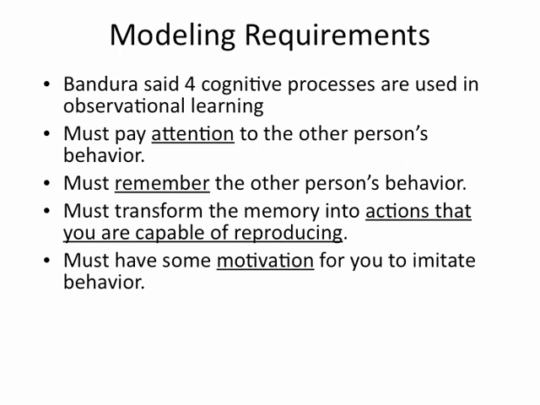Now, the modeling requirements: we just can't have anybody be the model. We have to have different aspects. Bandura says there are 4 cognitive processes that are used in observational learning. Okay? All of these kids had to pay attention. They must remember the behavior. They must transform that memory into actions. And they must have some motivation for doing so.